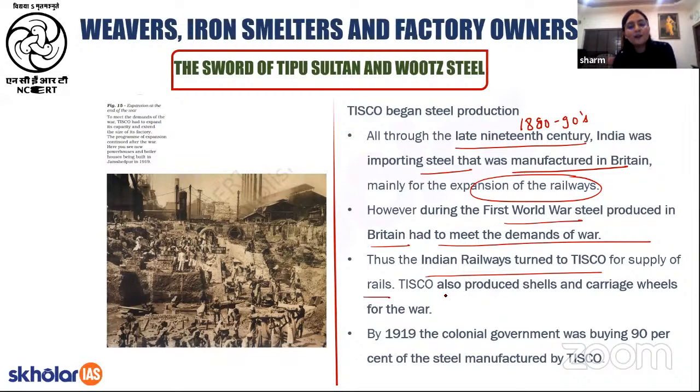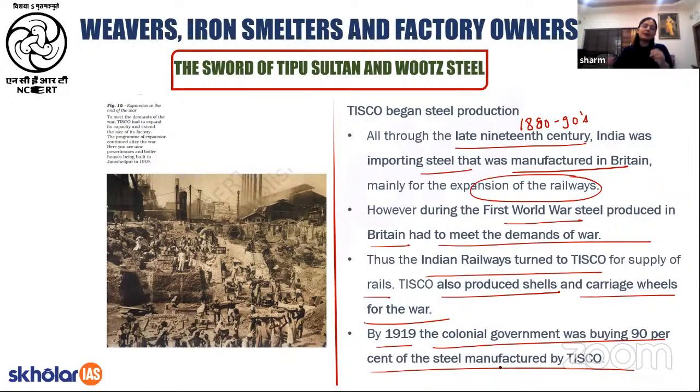Also, students, the Tisco was responsible for producing shells and carriage wheels for the war. And as a resultant, by 1919, the colonial government was buying 90% of the steel manufactured by Tisco. अभी यहाँ पर भी सेम ही ट्रैजेक्टरी हुई जो टेक्सटाइल इंडस्ट्री में हुई थी.